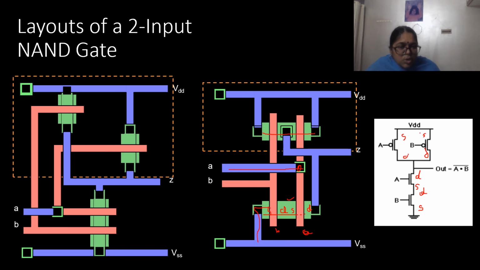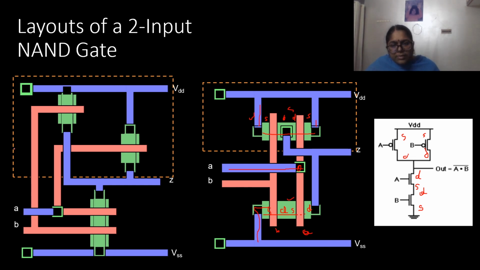Similarly, source of both A and B are connected to VDD. So this is the source, so this is the drain. Similarly, this is the source, this is the drain. I can also write this as the source and these as the drain. So in that case, my metal connection would have been in this fashion, and this would have gone to the VDD.